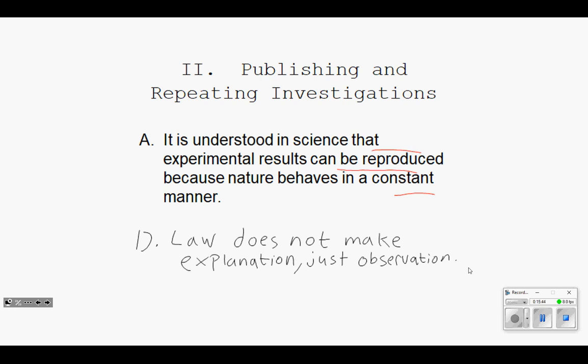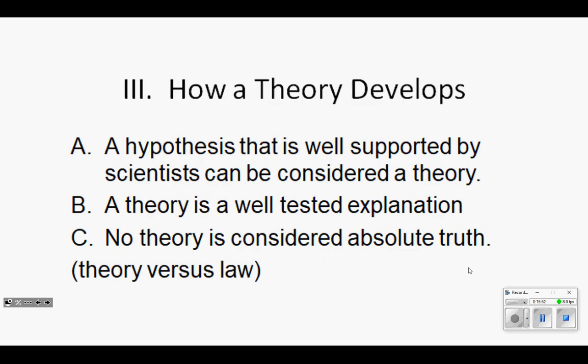Now, if I try to explain why they fall at that, that becomes a hypothesis. And then a hypothesis, if it's tested again and again and again and verified, then that can graduate to a theory. Theories have undergone many, many testing. That's the only difference between a hypothesis and a theory. No theory is really an absolute truth. So that's the big difference between a law and a theory.